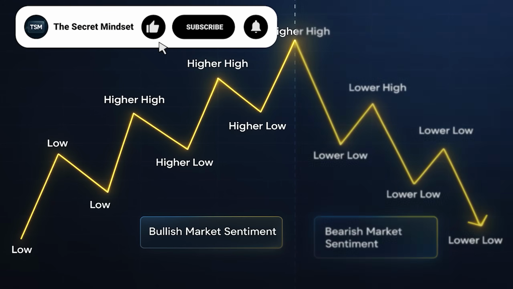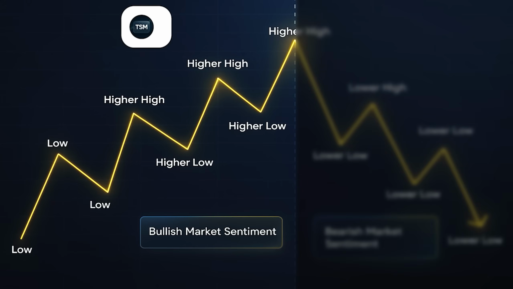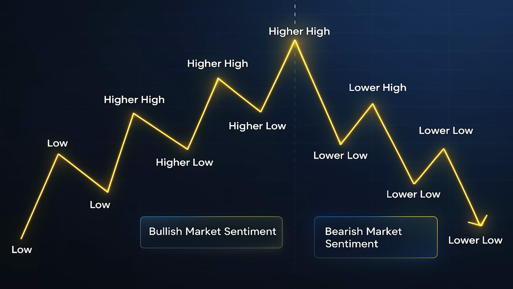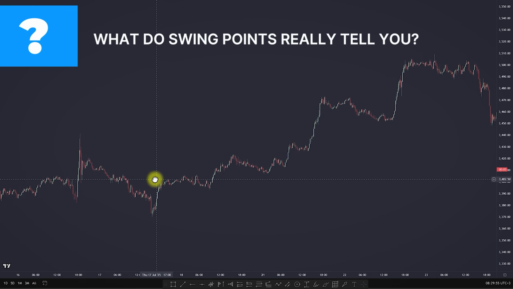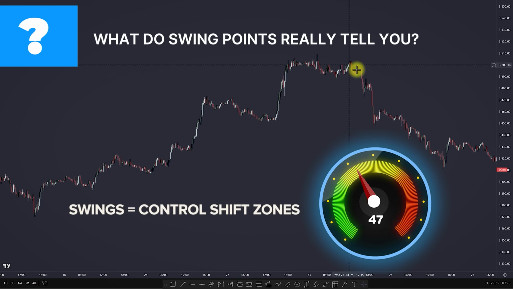Now, in an uptrend, the market makes a series of higher highs and higher lows. In a downtrend, it makes lower lows and lower highs. These are the building blocks of everything. And these swing points aren't random. They're the market's way of telling you who's in control and when that control is shifting.